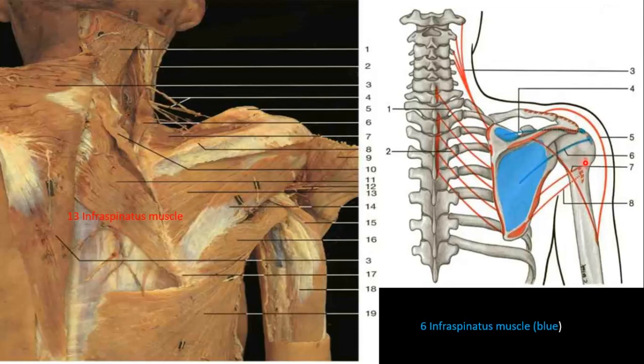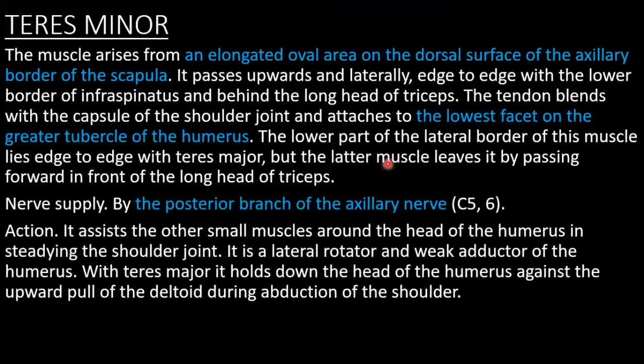That is where teres minor will be inserted. Let's go to teres minor. Now, it arises from an elongated oval area on the dorsal surface of the axillary border of the scapula, or the lateral border of the scapula. It usually passes upwards and laterally, edge to edge with the lower border of infraspinatus and behind the long head of triceps. Now, the tendon blends with the capsule of the shoulder joint to attach to the lowest facet on the greater tubercle of the humerus.